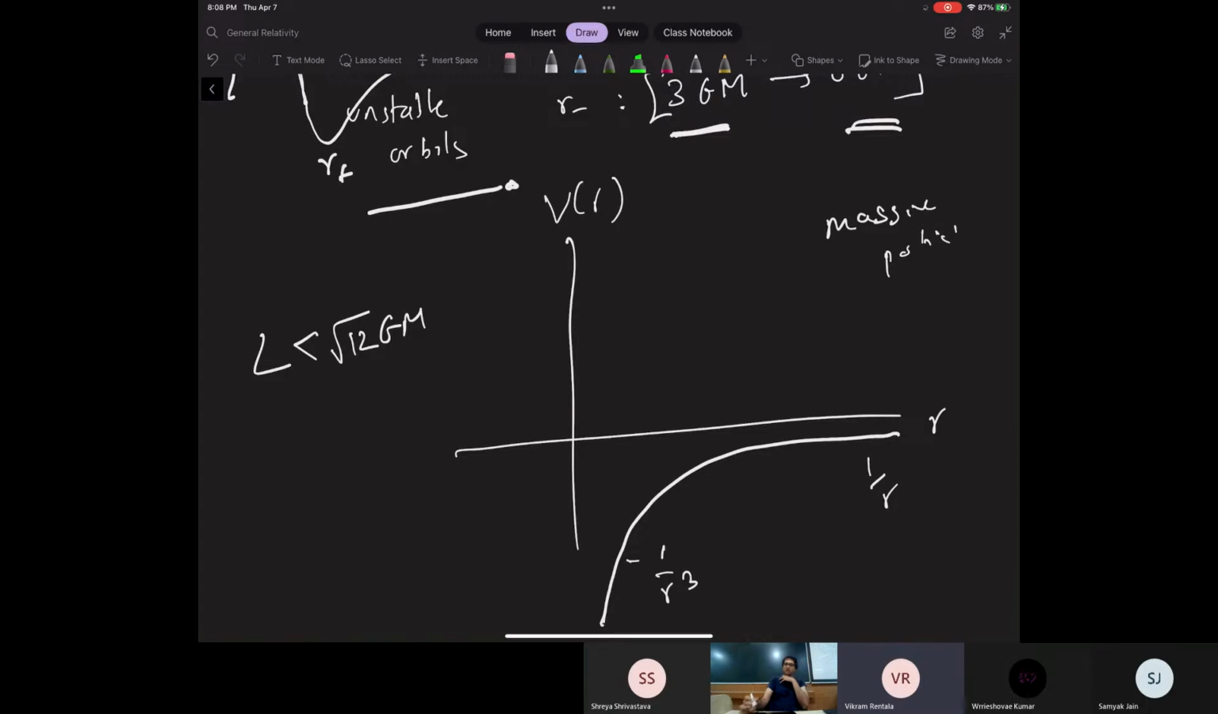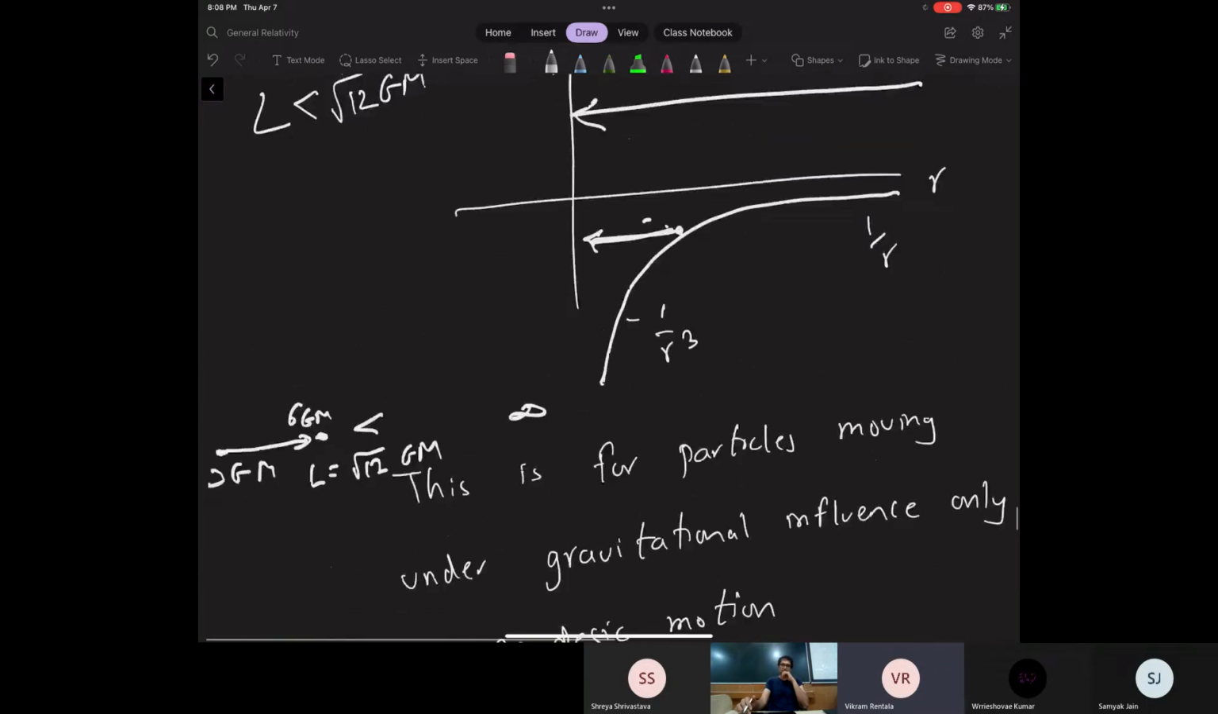Now what we're saying is no matter what energy you start with, you will approach here. If you start with a lower energy, and you imagine that you started here, you will still fall in towards R is equal to 0. There's no barrier which will prevent you from getting there.